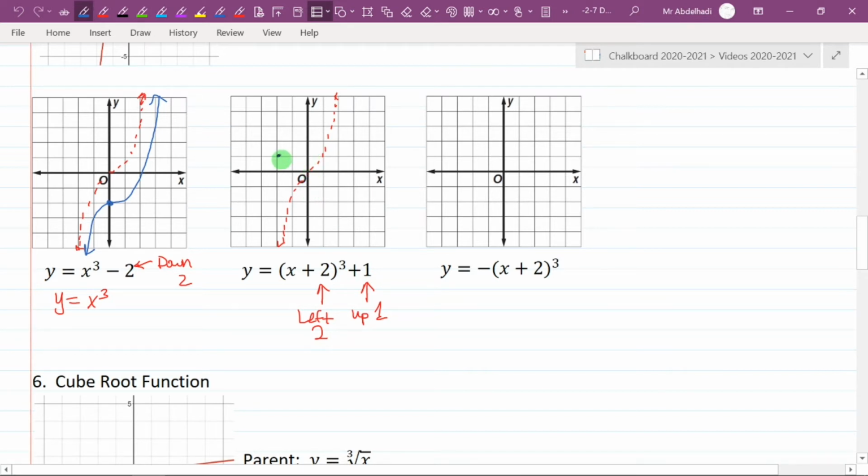So now my new center is here. And then from here, just pretend that's the origin and go half a parabola up, half a parabola down. Okay, finally for this last example here, we do not have a vertical shift.